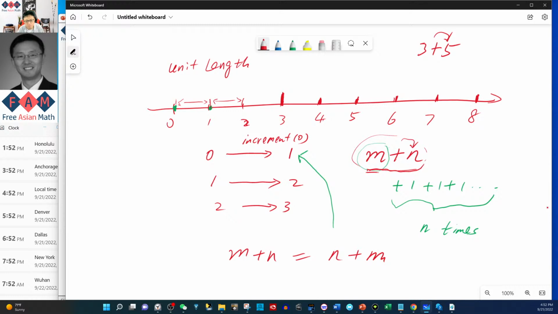But remember, 2 lectures ago, we also discussed that we use the length of a line segment on the number line to understand the value of a number. So essentially what we are doing is combining the length of those 2 line segments. Okay, I'm using a different color now.